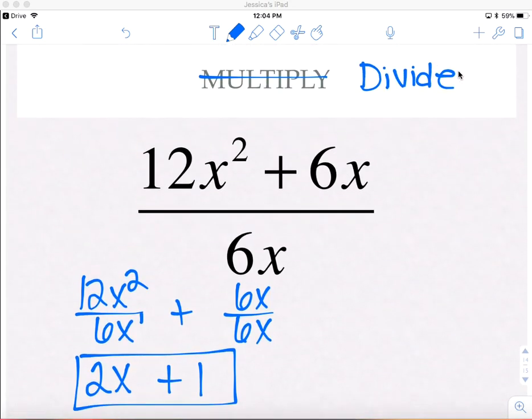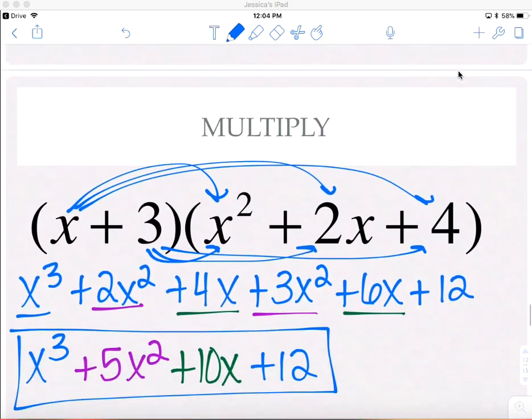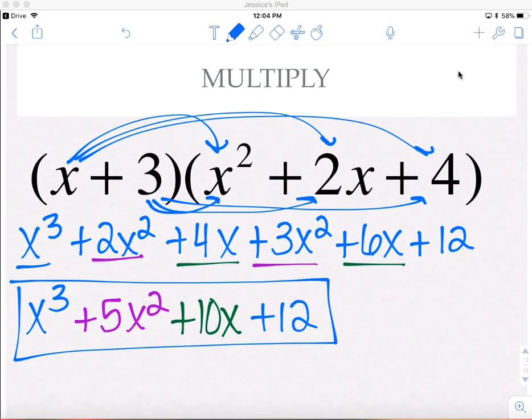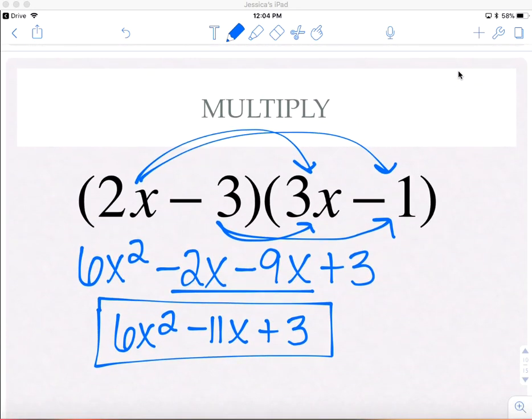My main word of advice whenever you're foiling and dealing with exponents is to be really careful with your signs and to remember your laws of exponents. Remember, when you're foiling, you are multiplying the coefficients, the big numbers in front. You are adding your exponents.